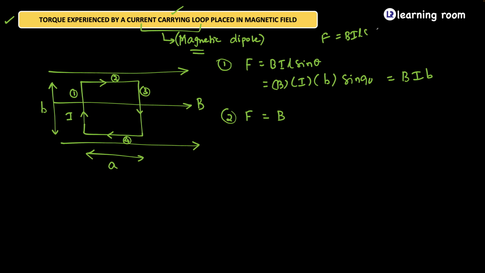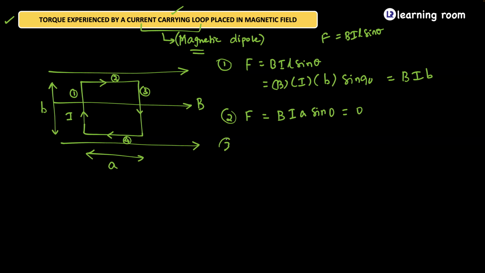I'm not writing it again and again. So BIL sine theta, B is B only, I is I, L is A. Sine of how much is the angle? It is 0. So sine 0 is going to give you 0. The meaning of this is that this conductor is not experiencing force at all.